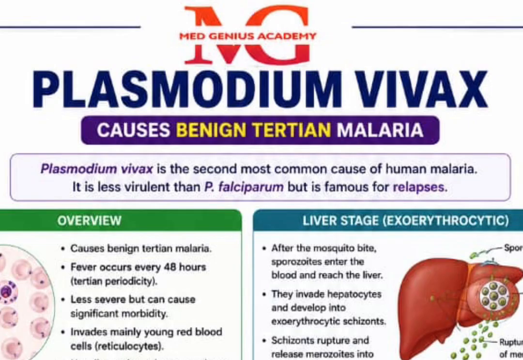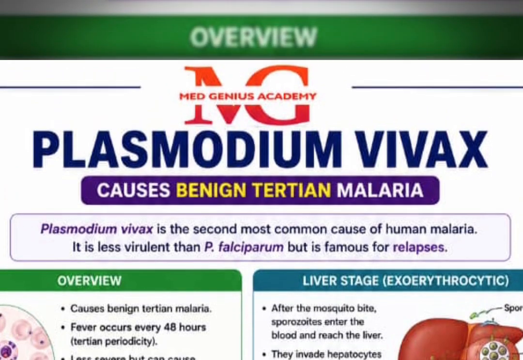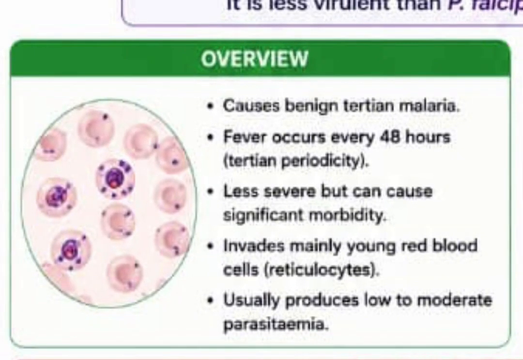Relapsing. So it relapses. Unlike falciparum, I told you falciparum does not relapse. It just manifests itself. So what happens now? Remember, it's a benign tertian malaria and fever occurs every 48 hours. While the other one is a malignant tertian malaria, which means you start seeing fever within a 24-hour period. Are you getting me? So it's less severe and causes less significant morbidity. Are you getting me now?